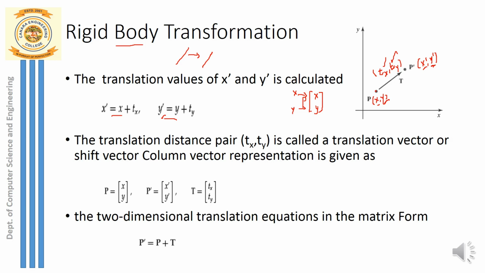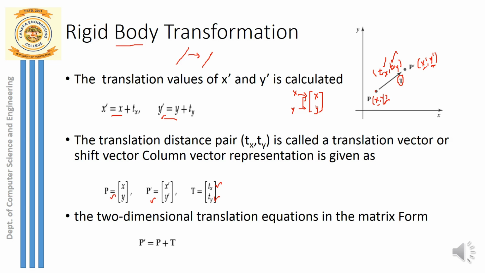Okay. Now the translation, this displacement, also I can represent in the form of a column matrix. Tx represents displacement along x axis, Ty represents displacement along y axis. So you can see point P dash I have represented in the form of a column matrix, point P also is represented as a column matrix. Now all three are represented.